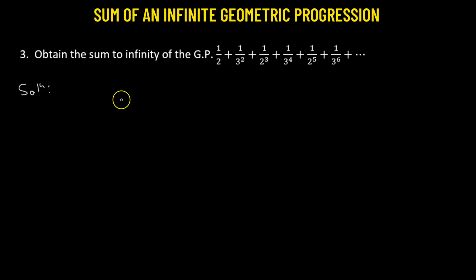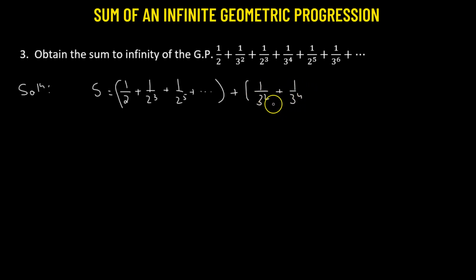First, we'll represent the entire series by S, and we're going to combine all the terms containing multiples of half. That means we have half plus 1 over 2 cubed plus 1 over 2 raised to the power of 5, and this goes all the way up to infinity. This sum will be added to the other sum, where we have 1 over 3 squared plus 1 over 3 raised to the power of 4. So here we're considering all the terms that are multiples of 1 over 3, plus 1 over 3 raised to the power of 6, and this goes all the way up to infinity.